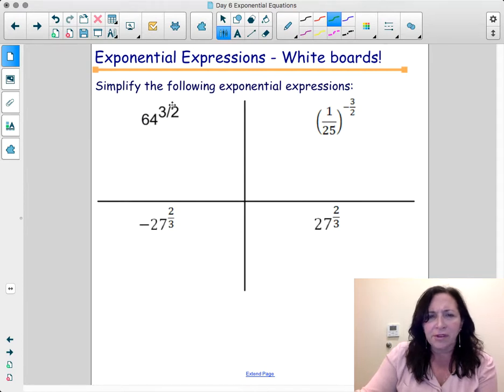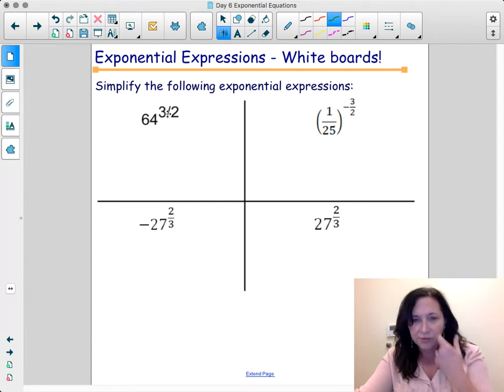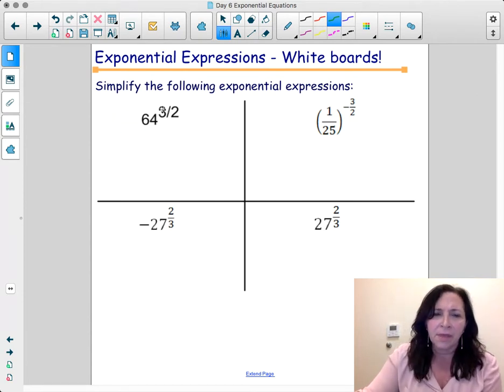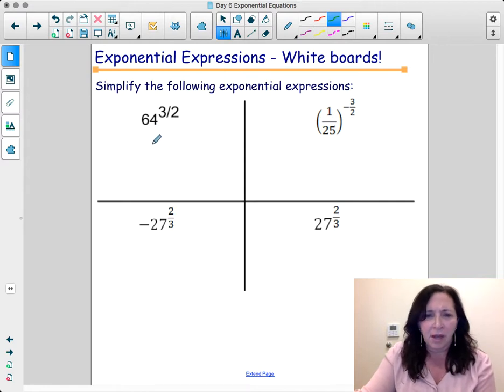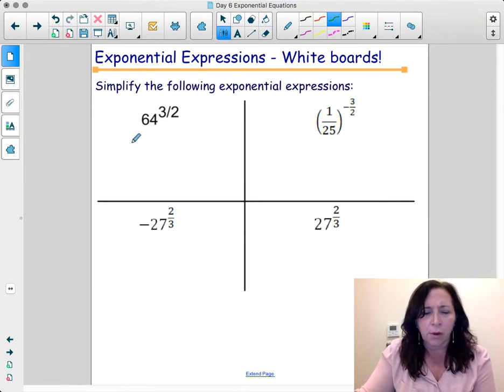So we have 64 to the 3/2 power. My recommendation is always try to reduce the problems as much as you can. It's not necessary every time, but I do recommend that you do that because it just makes it easier in the long run. Sometimes some you can reduce more quickly than others.